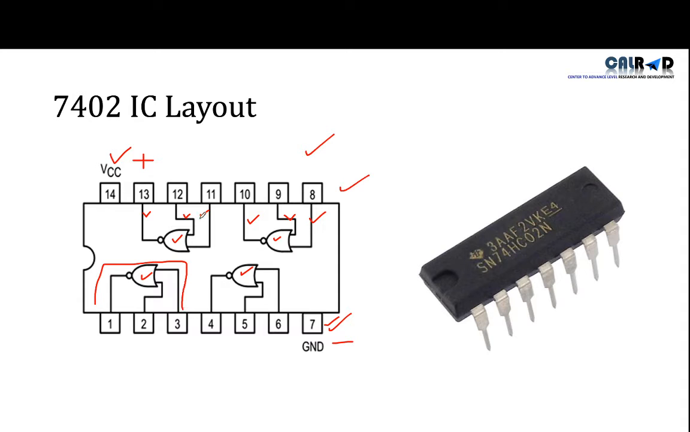So from 14 legs you can see 14 was for positive, 7 for negative, and the rest of the legs are for input and output. 1, 2 and 3 is one NOR gate, in which leg 1 is used for output while leg 2 and 3 are used for input. So today we will be using leg 1, 2, 3, 7 and 14.